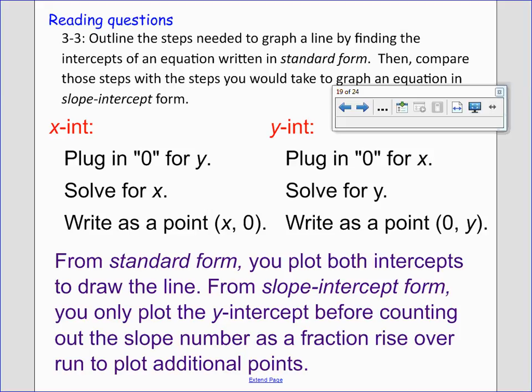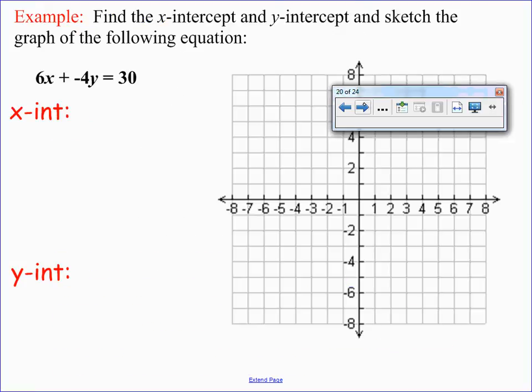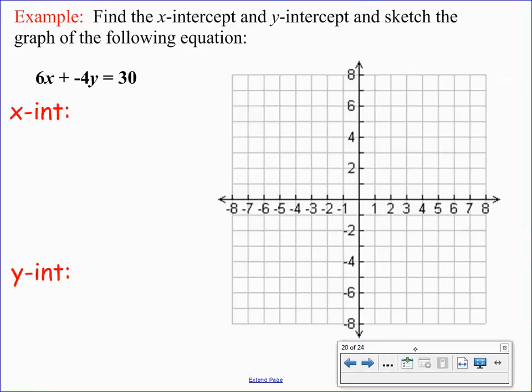From slope-intercept form, we only plot the y-intercept before counting out the slope number as a fraction, rise over run, and plotting additional points. Let's go ahead and try this process out. So here we go. New equation: 6x plus negative 4y equals 30. We're going to find the x-intercept and the y-intercept and sketch the graph of the following equation.